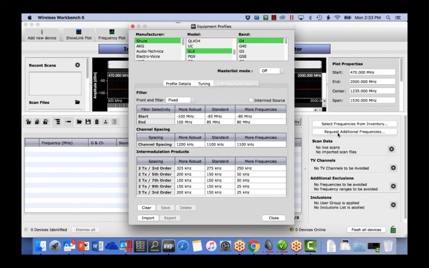But these are the things that are going on under the hood when you're calculating compatible sets of frequencies, and you have to take these things into account so that you don't start trampling on your own stuff when you fire up a lot of systems in the same venue.